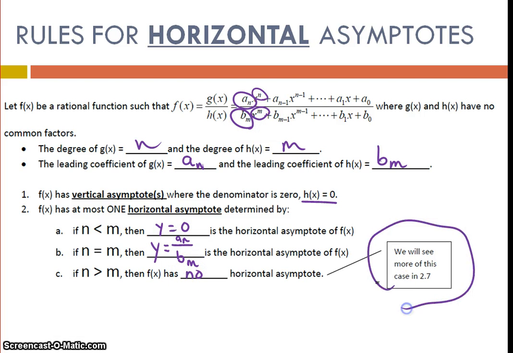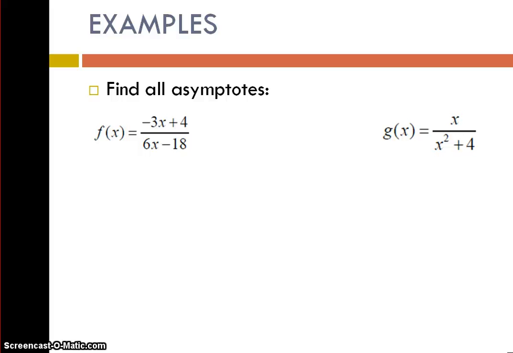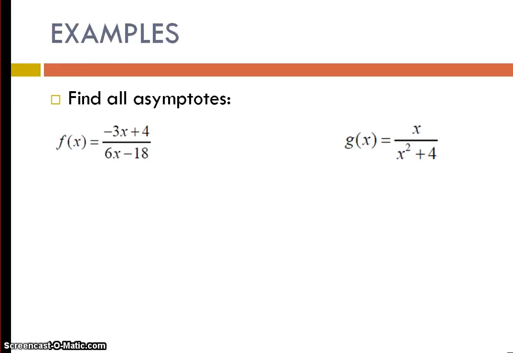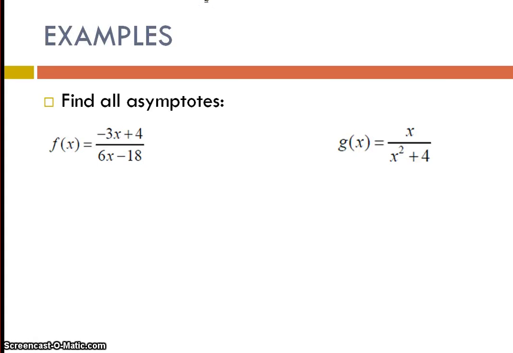And in section 2.7, we'll see more of those, because in fact they have slant asymptotes. You can even have a parabola-shaped asymptote or a cubic-shaped asymptote. But essentially, if the degree of the top is bigger than the degree of the bottom, then there are no horizontal asymptotes.